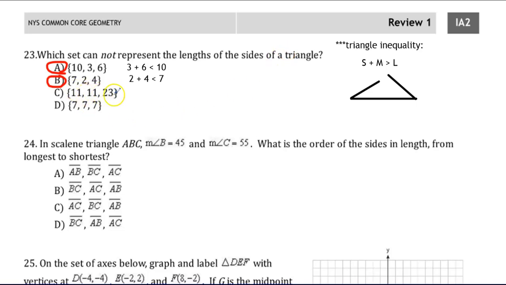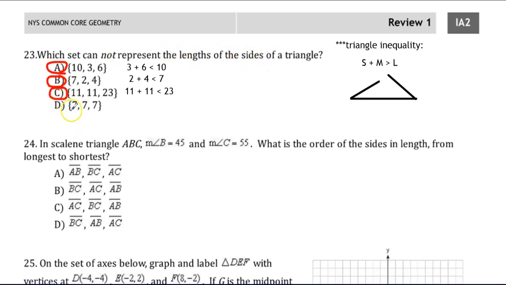How about 11, 11, and 23? Let's try that one with the triangle inequality. Since both these sides are the same, we can interchange them between small and medium, doesn't matter, but 11 plus 11 is 22. 22 is in fact smaller than 23. So it looks like C will in fact also not work. So all of these three are not lengths of the sides of a triangle.